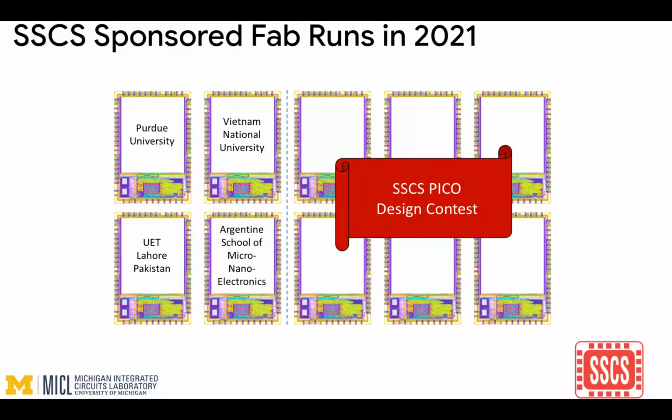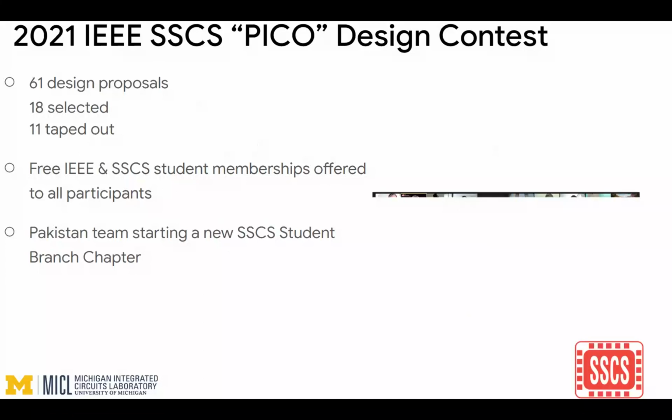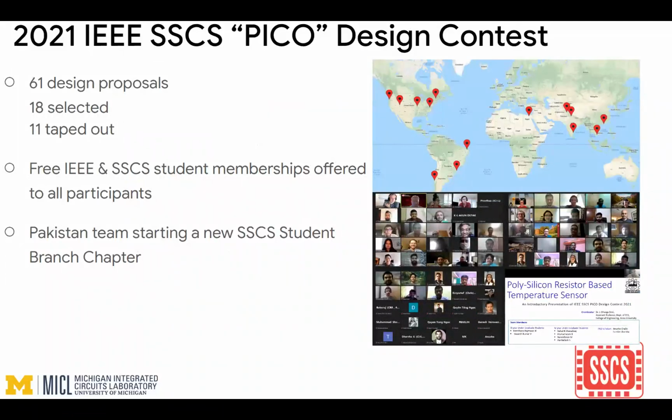The bar is really not high actually, and you can tape out a chip using these harnesses. A lot of people around the world don't have access to silicon, and this is great to see. So we had a team from the US, from Purdue, this is 2021. We had people from Vietnam, Pakistan, India, Argentina, and it's all over the place. So this is a map of all the countries. There are 18 teams. We got 61 design proposals.